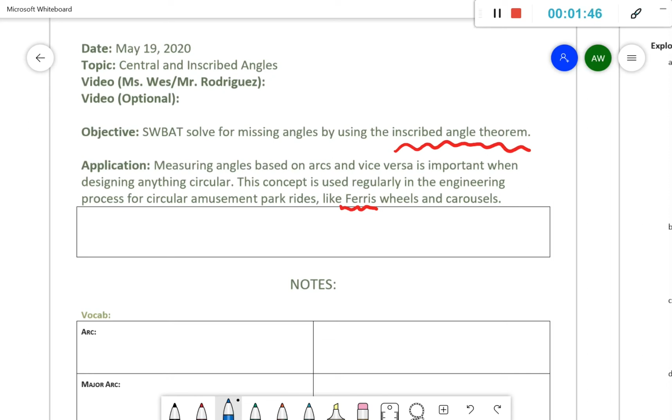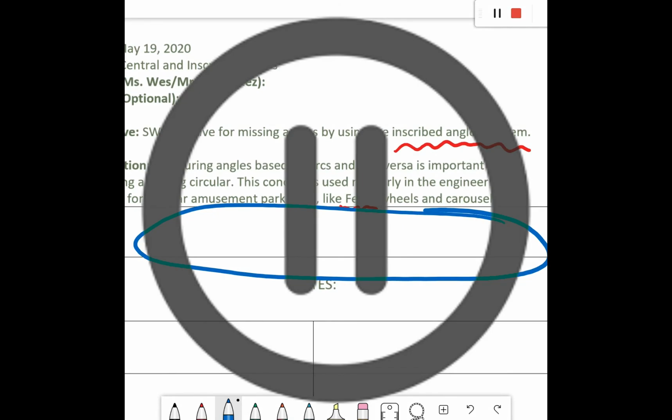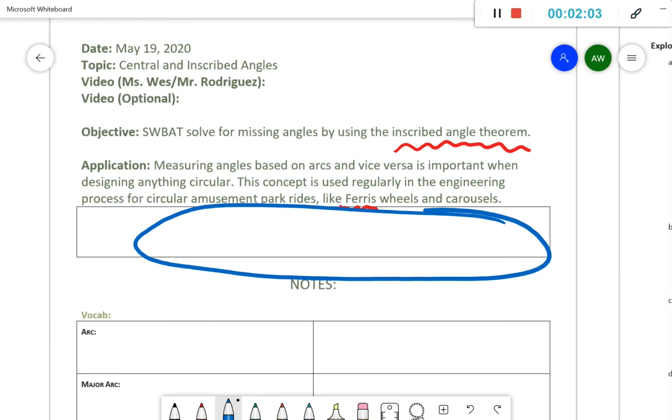All right, so go ahead right now. Let's pause this video, do what you do every day. Let's put in right here one application you can think of where thinking about angles and circles together would be really useful. Thank you for working on that.